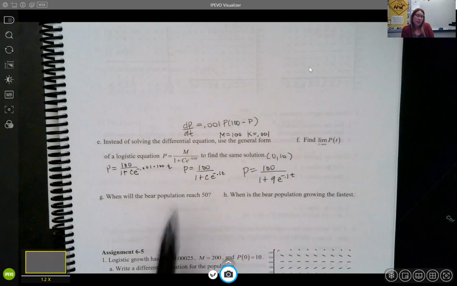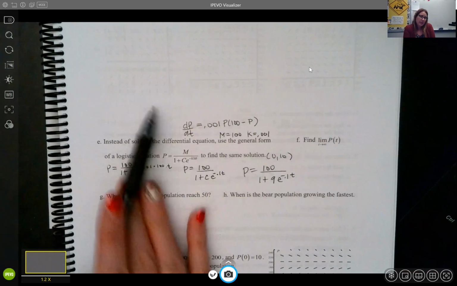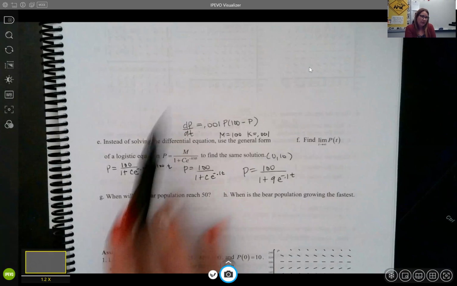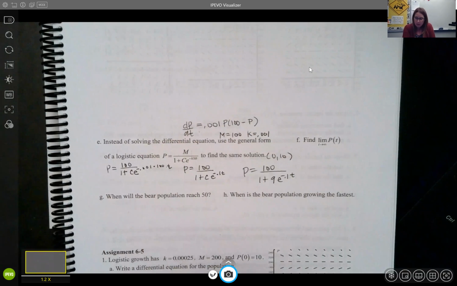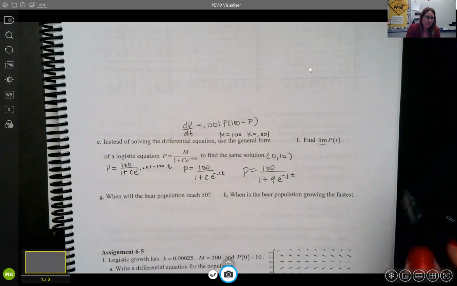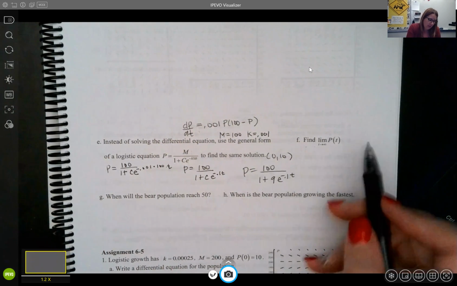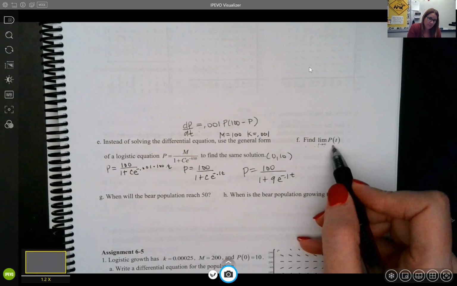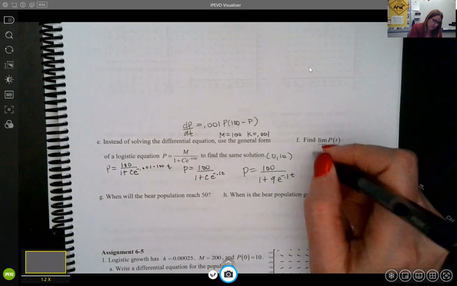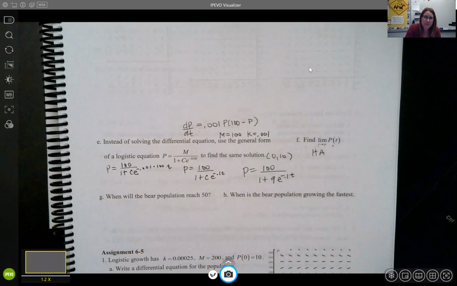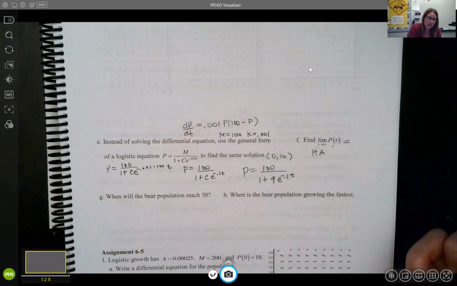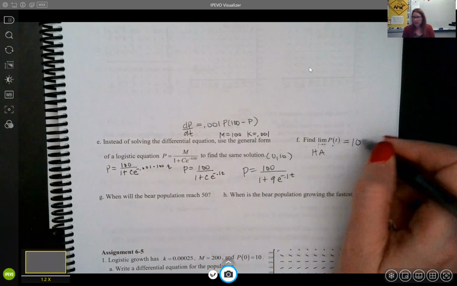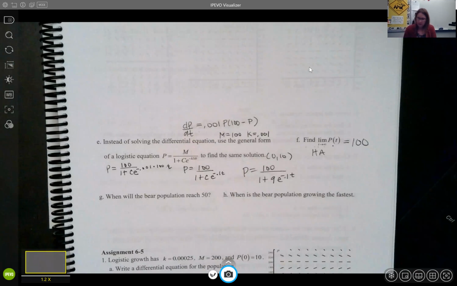So this is what you can do from now on. When it gives you this, you can put it right into this equation and not have to go through all the stuff that we just did, unless it specifically says to show the work, which there is one problem that asks for that. Okay. Then this says find the limit as t approaches infinity. This is asking for the horizontal asymptote, right? What's the carrying capacity? It's 100. So the limit as that happens is 100.